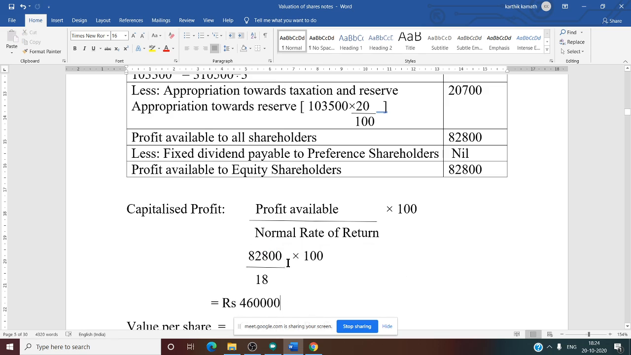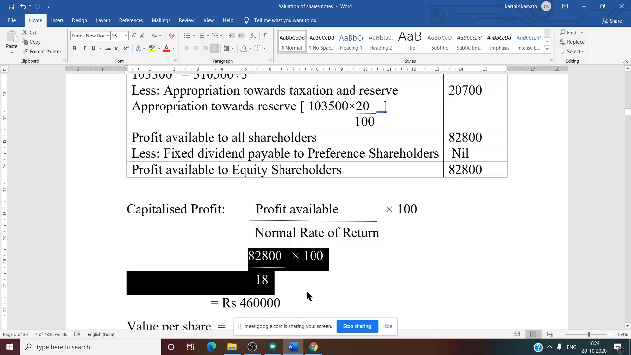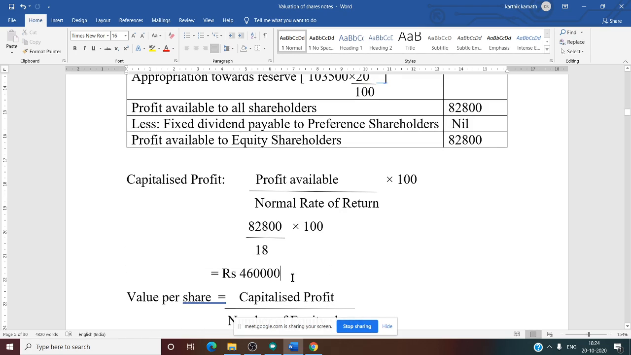So 82,800 divided by normal rate of return, that is 18, into 100. So what is our answer? Capitalized profit is 4,60,000. After finding out capitalized profit, we want value per share.